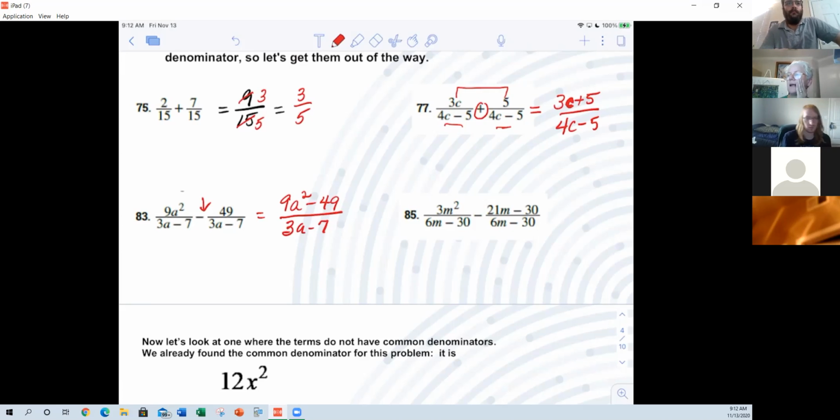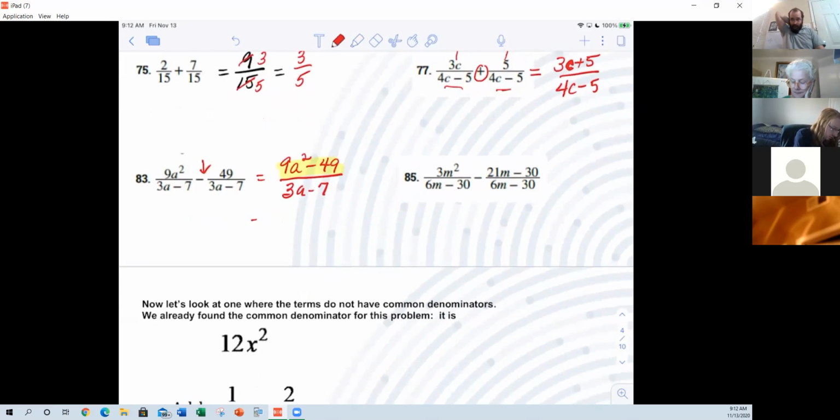Is anything standing out to you? Would you square root the top? Okay, so here's a hint. What is this right here? Perfect square. Difference of two perfect squares. So what can you do with that? How does that factor, in other words? 3a minus 7, 3a plus 7. That's exactly right.